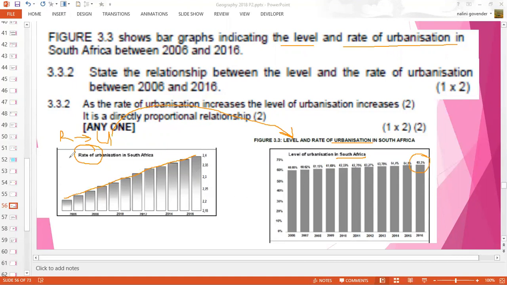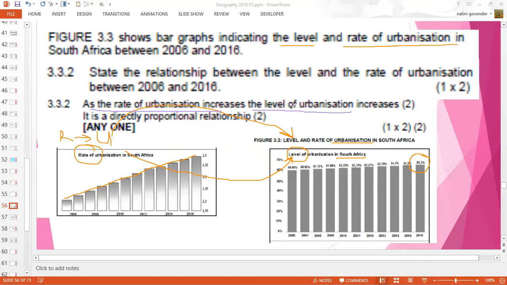Right? So here we're looking at the rate of urbanization. And of course, as you can see, the rate of urbanization is certainly increasing. And because the rate is increasing, it is certainly going to have an impact on the level of urbanization. As more people make their way from rural areas to urban areas, our country is going to achieve a higher level of urbanization. And your answer speaks nothing more than that. As the rate of urbanization increases, so too will the level of urbanization.